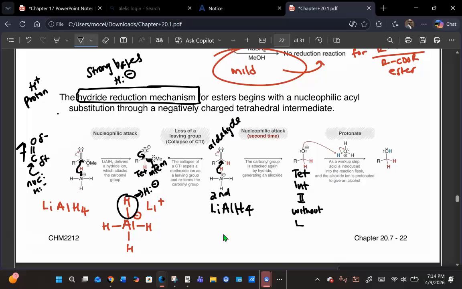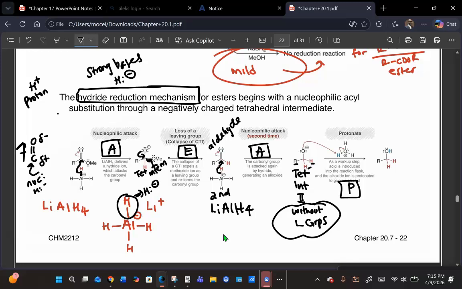It doesn't have a leaving group. You are not going to lose hydrogen. You are not going to lose the carbon. Okay, so without leaving groups, then you finish with a P step. Otherwise, it will be an alkoxide. So the mechanism was an A step, elimination step, another A step, then P step. So it's A, E, A, P.